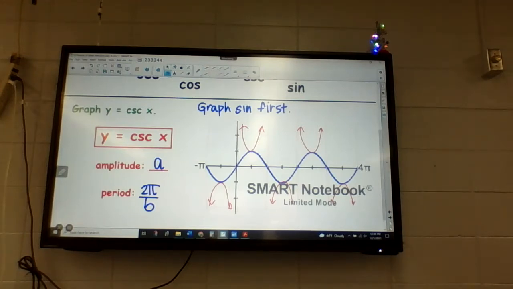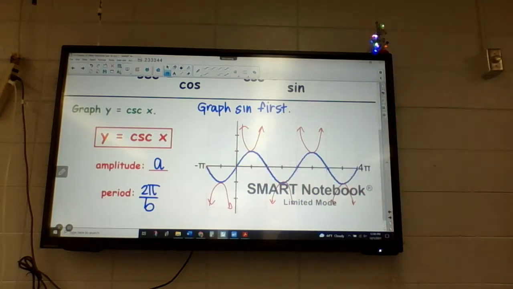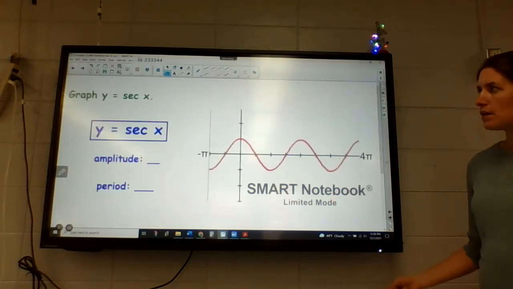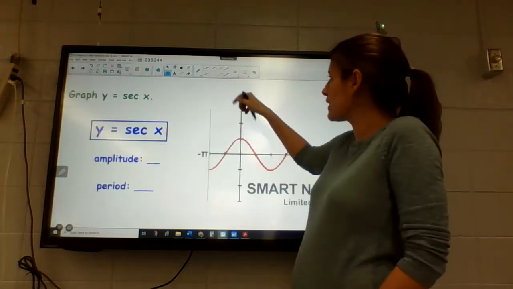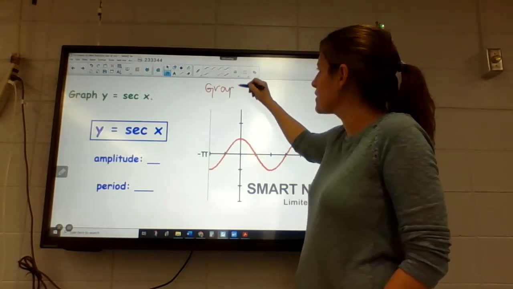All right, so flipping it over, cosecant and sine go together. So if we're trying to graph secant, what do you think we're going to graph first? We're going to graph cosine. So in order to figure out the secant, we're going to graph cosine first.